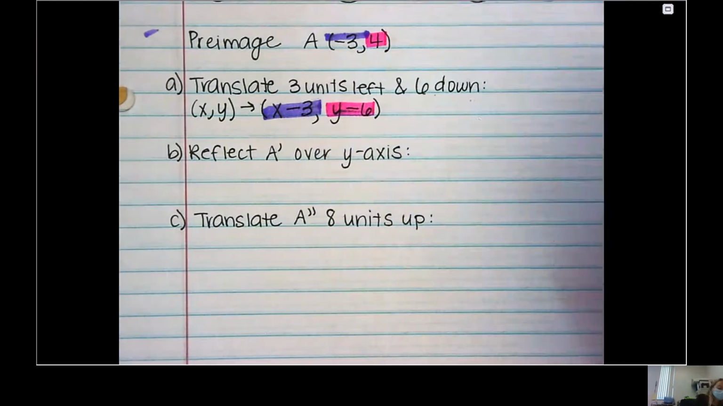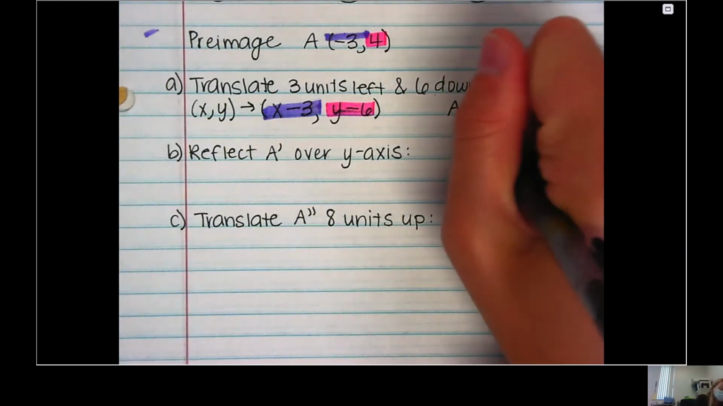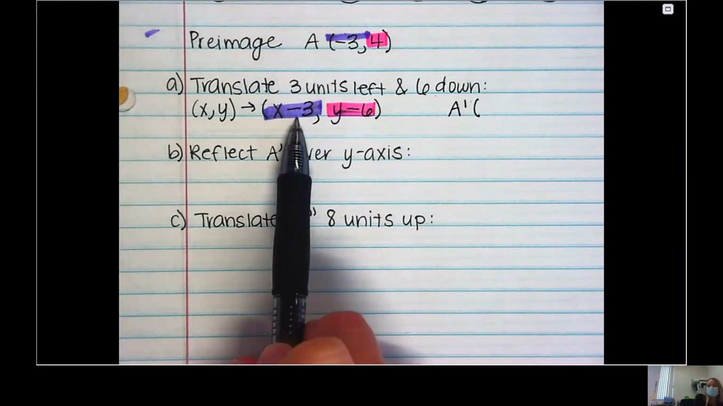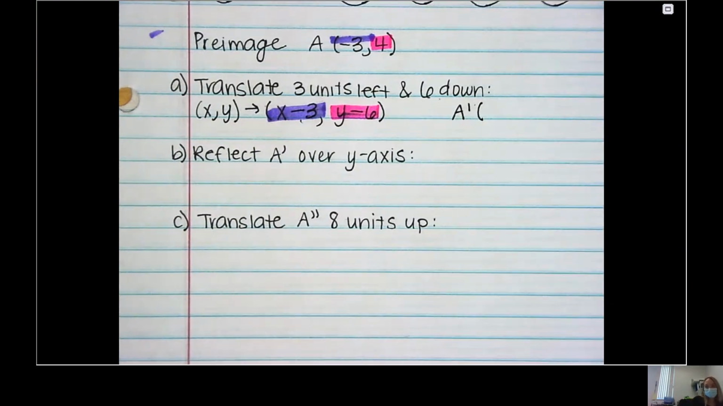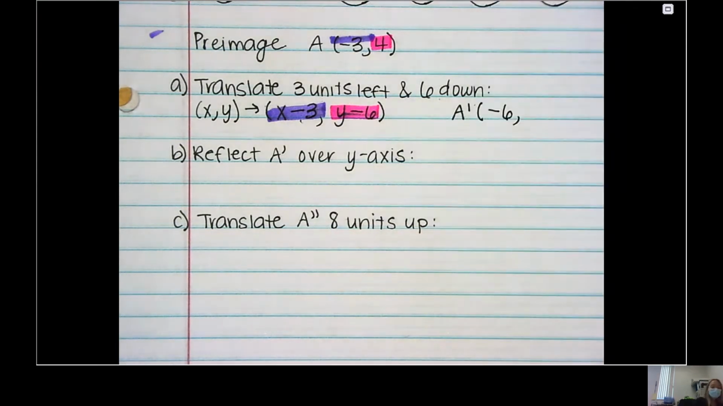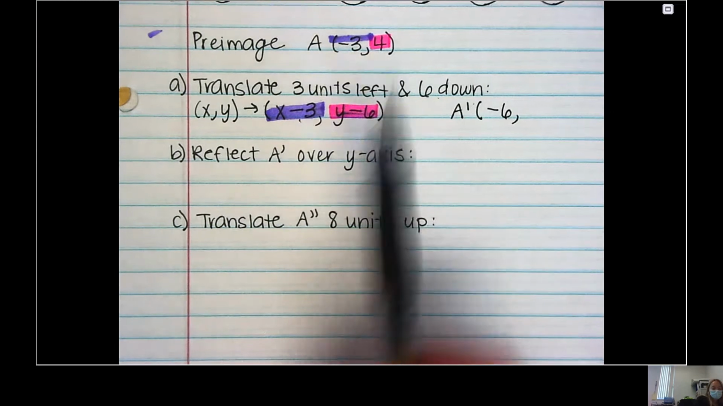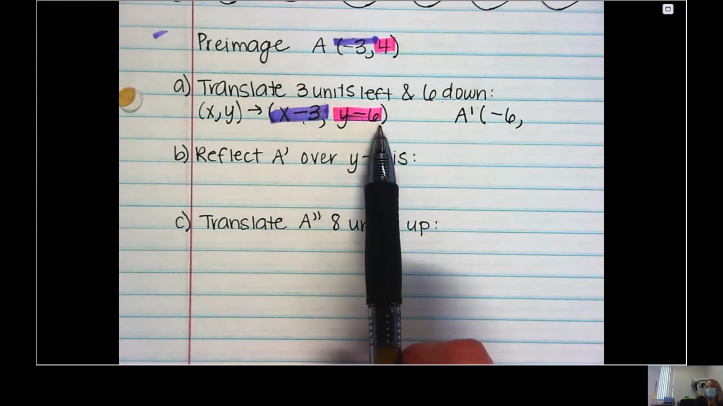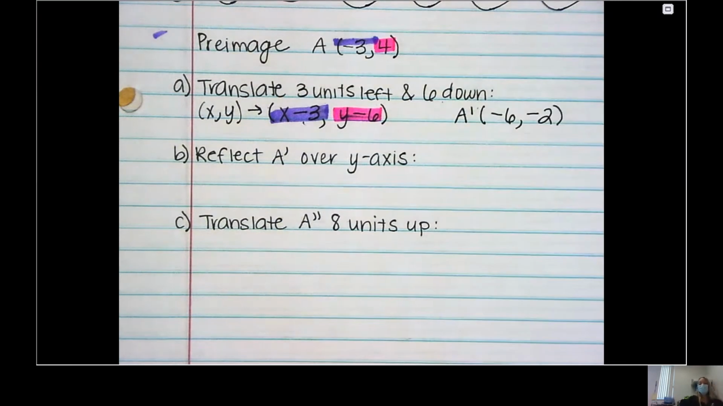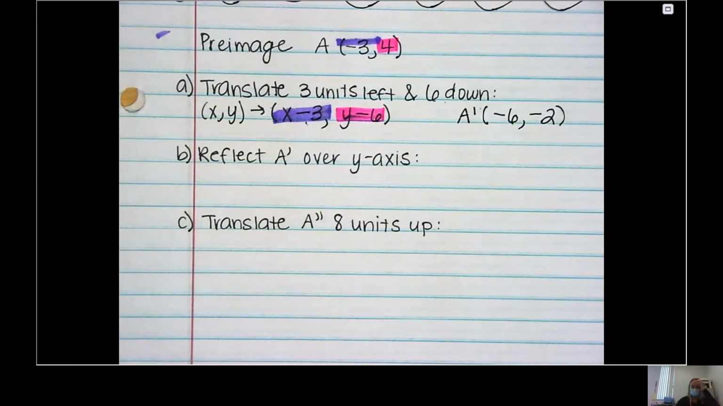If I take -3 and I subtract 3, what do you get? -3 minus 3 means you borrow $3 and you borrow another 3. -6. And then if I take 4 and I subtract 6, what do I get? -2. So there's your first transformation, your first translation.